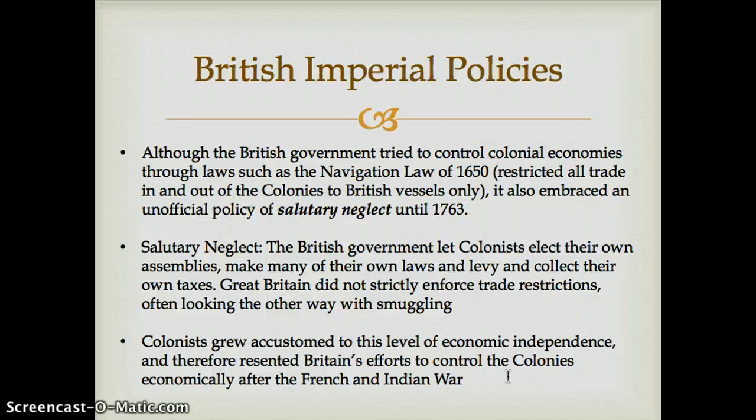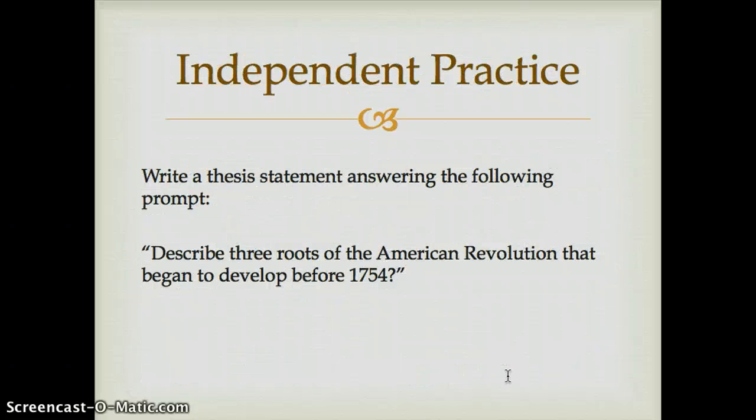So these are some of the roots of the American Revolution, ideas that colonists had that started really from the founding of the colonies, and laid the foundation for the revolution. So I encourage you to think about these different roots of the American Revolution and write a thesis statement answering the following prompt. Describe 3 roots of the American Revolution that began to develop before 1754, so before the French and Indian War.